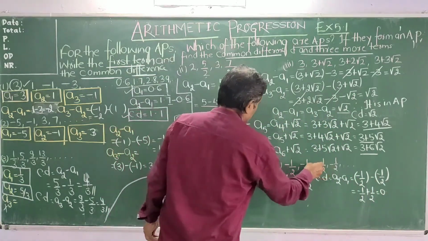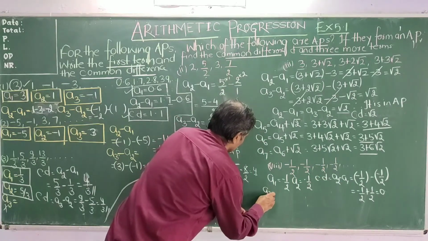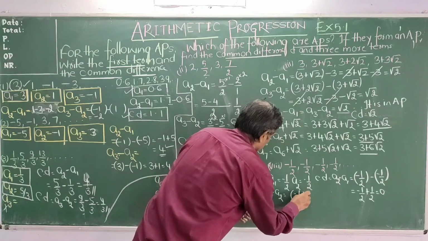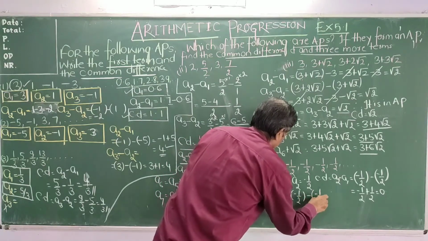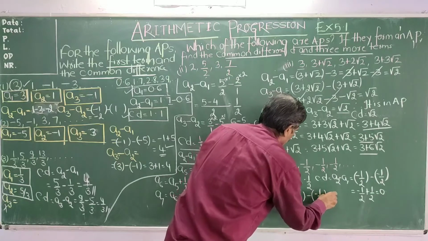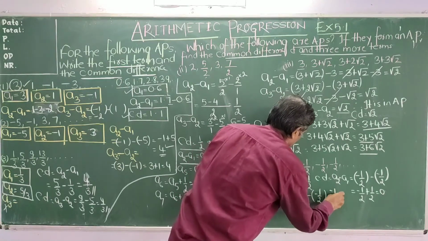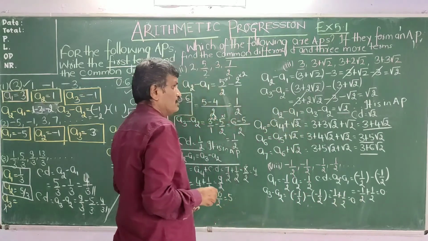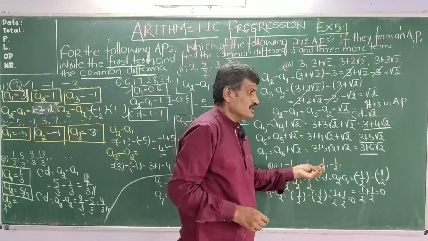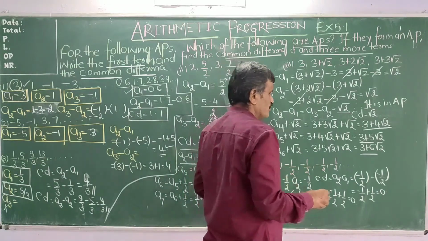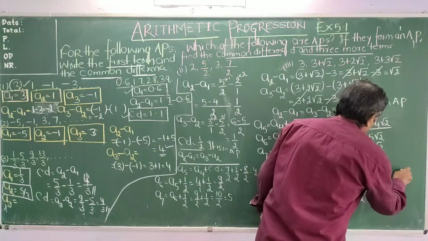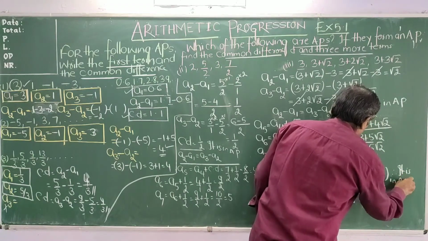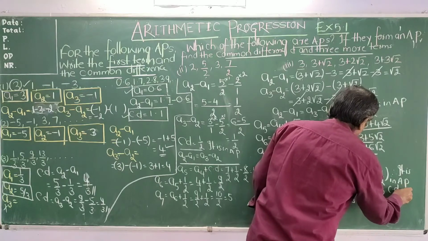Similarly, if I try to find out A3 minus A2, I will get the same result. Minus of minus is what? Plus. 0. Now the difference of the successive terms is the same, therefore I can say it is in AP. What about the common difference? 0.